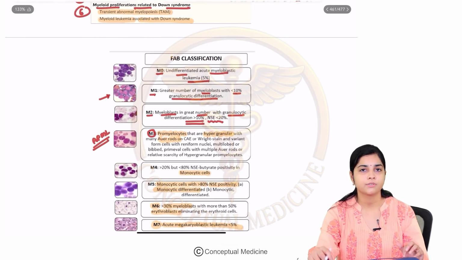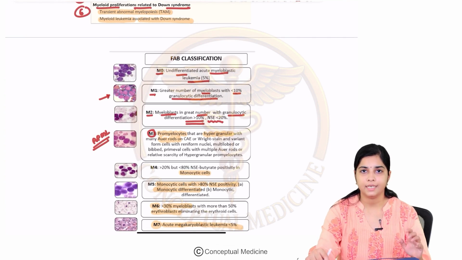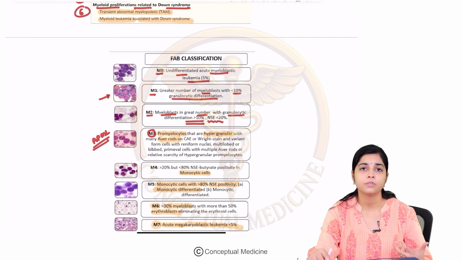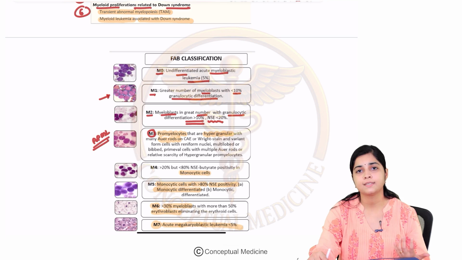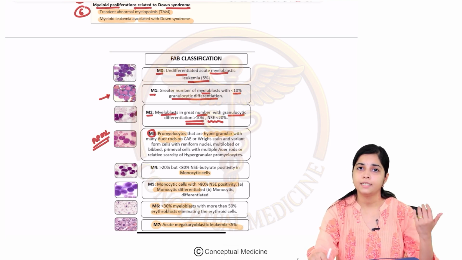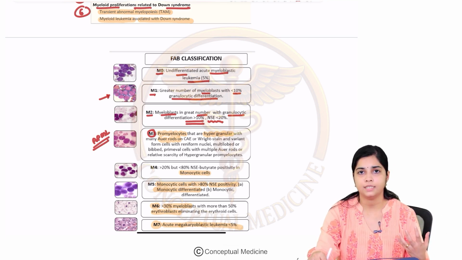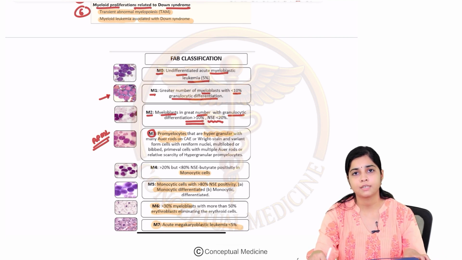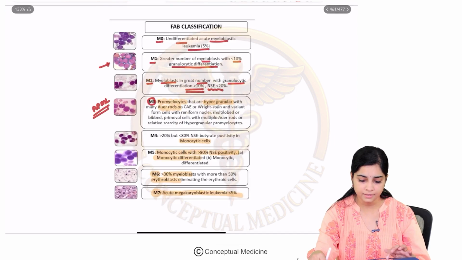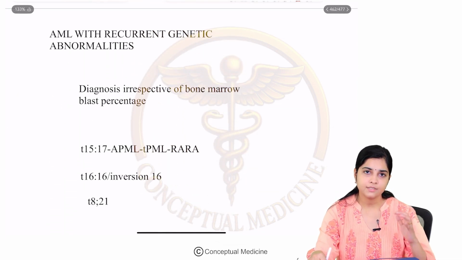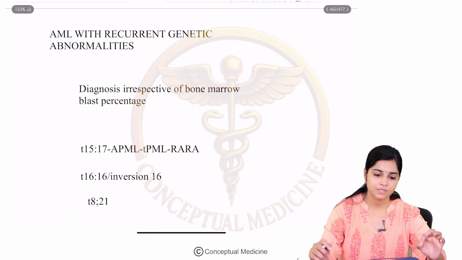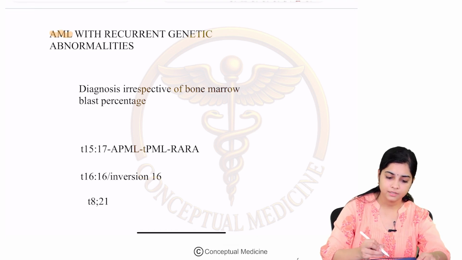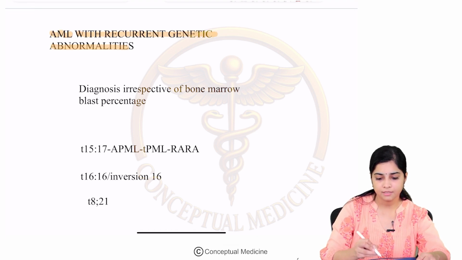So what all have we understood till now? We have understood AML basically stands for a clonal proliferation of the WBCs and WBC precursors in the marrow, and it can progress to involve the blood and other organs as well. Then we have understood what the predisposing factors are. Then we have looked at the WHO 2016 classification and the FAB classification of AML. Alright, fine. So let us just revise certain important points which I had highlighted. So we have learnt about AML with recurrent genetic abnormalities.